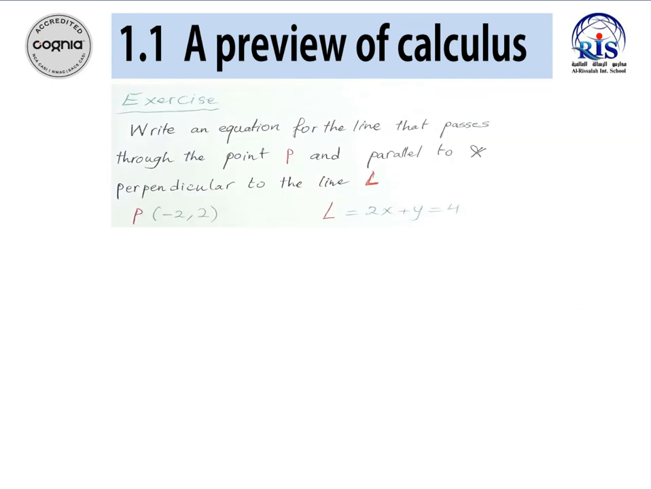Exercise for you. Write an equation for the line that passes through the point P and is parallel to or perpendicular to the line. So you ought to write two equations now. The first one is parallel to the line 2x plus y equals 4, and the second one will be perpendicular to the line.